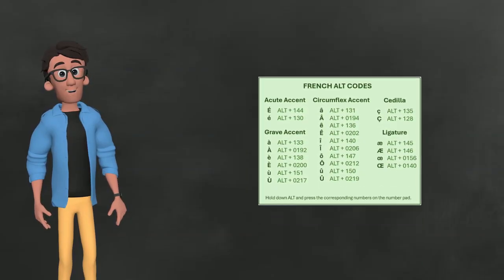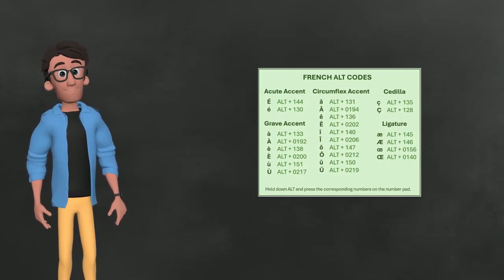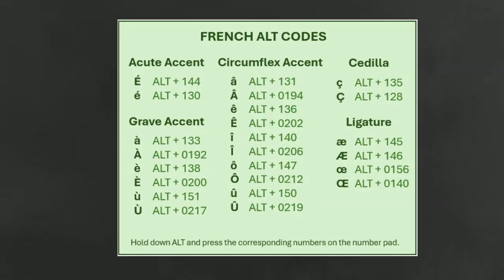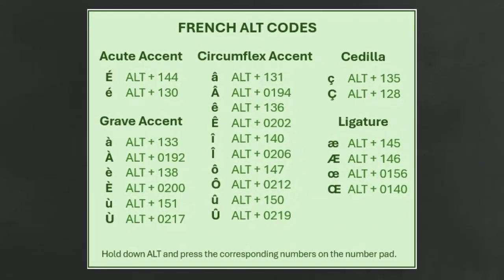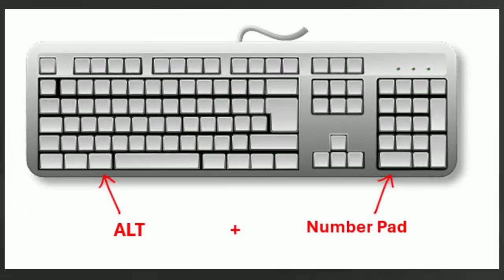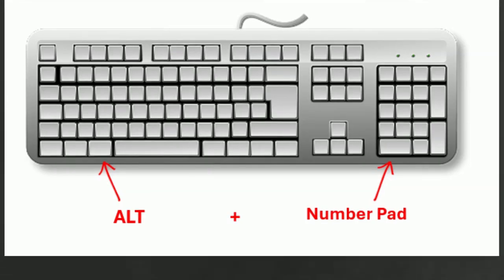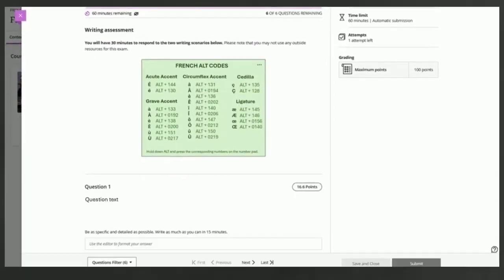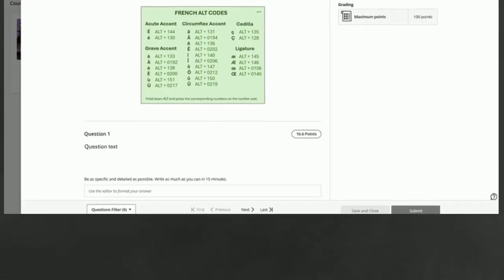You're expected to use accent marks in your writing as well. We've included a list of alt codes used to type French accents. To use these, hold down the Alt key and type the corresponding number from the keypad on the right-hand side of your computer's keyboard. Once you're done with the writing section, click Next at the bottom of the page to move to the speaking portion of the exam.